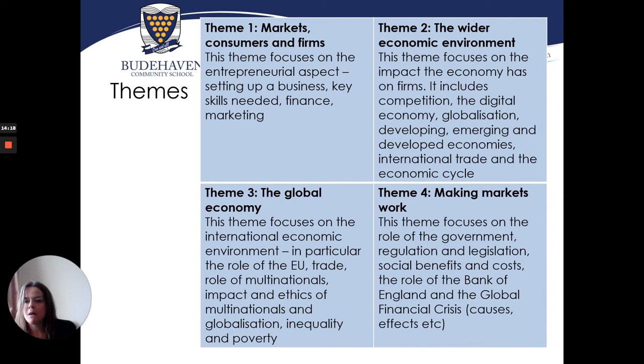Theme 3 is basically globalization. We look at the international economic environment: the role of the EU, trade, the role of multinationals, their impacts and ethics, and whether we can control them. We also cover the effects of globalization, inequality, poverty and global wages. Theme 4 is Making Markets Work, which focuses a bit more on economics. We look at government regulation, the social benefits and costs of products that are good or bad for us, the role the Bank of England plays, and the global financial crisis.